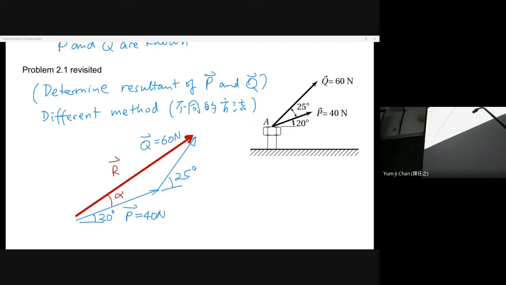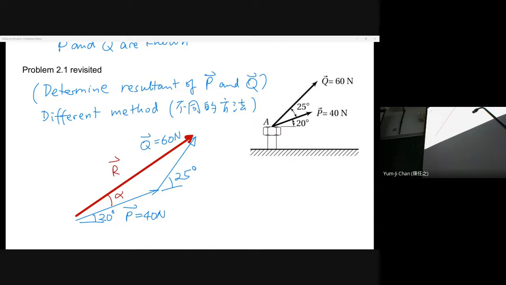Now last time we dealt with the angles in this triangle, and determined alpha and the size of the sides of the triangle. But this time we do it differently. We use a different method this time.